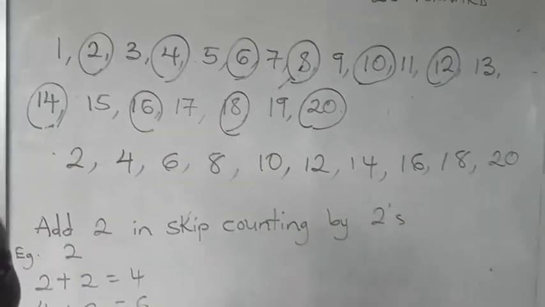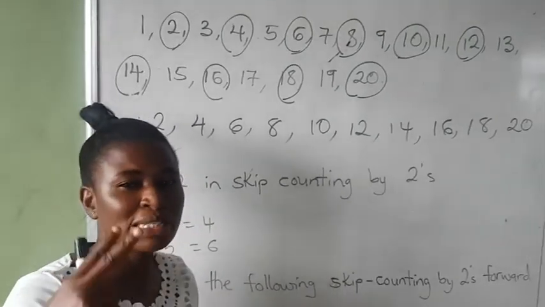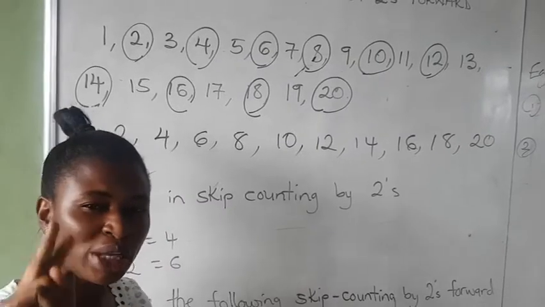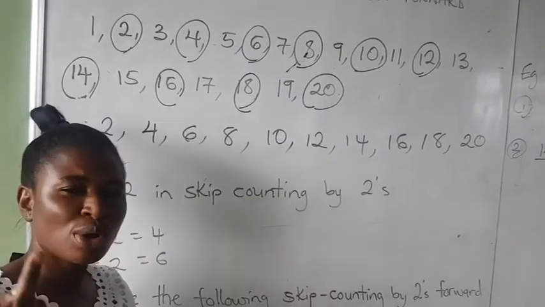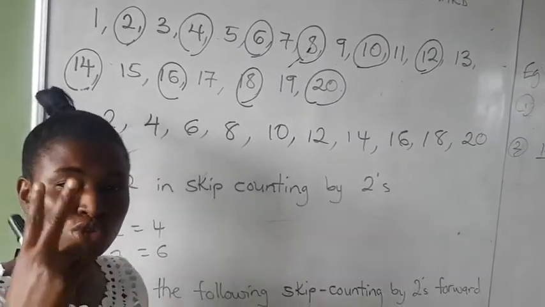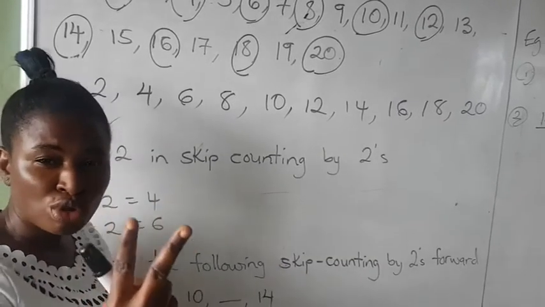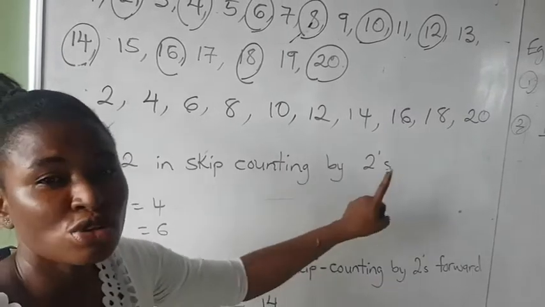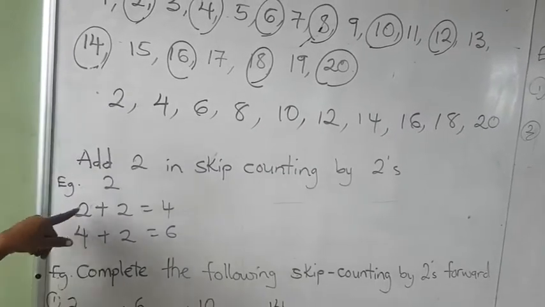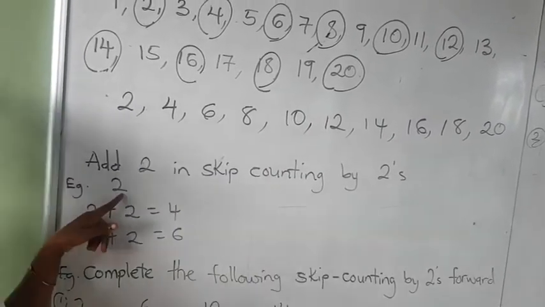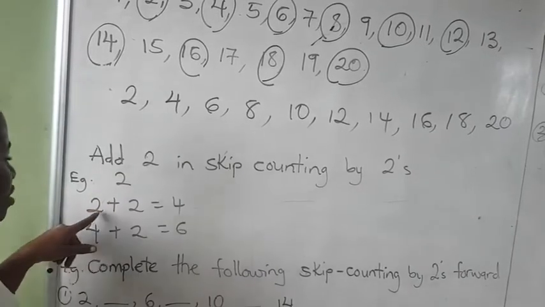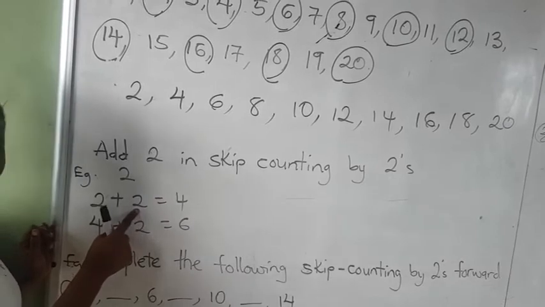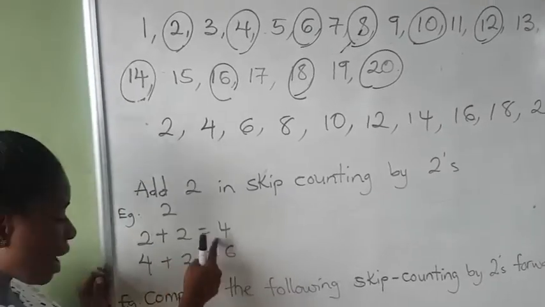Now, to help you get skip count numbers in twos, you are to add 2 to the number you will be given. Okay? So add 2 in skip counting by twos. So in this example, we have the number 2. To get the next skip count number, I have to add 2 to it. So I have what? 2 plus 2 to give me what? 4. So I have my 4 here.